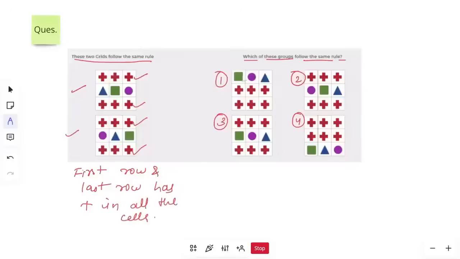Now let's see this first option. See, in the first option, the first row does not have the plus in all the cells. So this option is not following the logic. Let's see the second image. Yes, the second image does have it, so we can say yes, this is following the logic. The third image is also following it. And the fourth again is not following the logic. So the correct answer for this question is that image number 2 and image number 3 are following the same rule as per the given images.